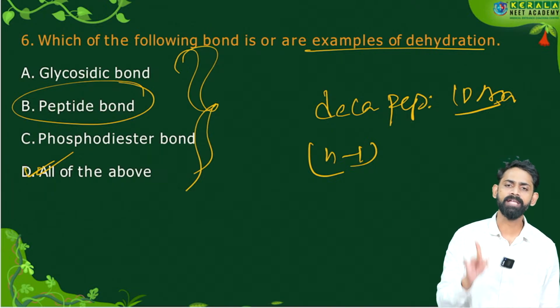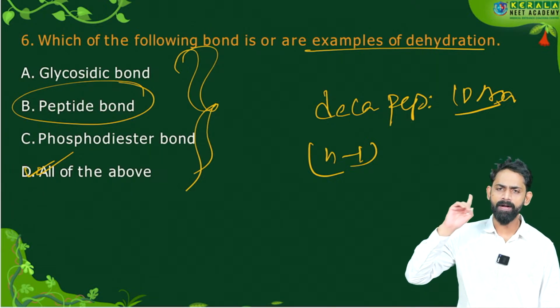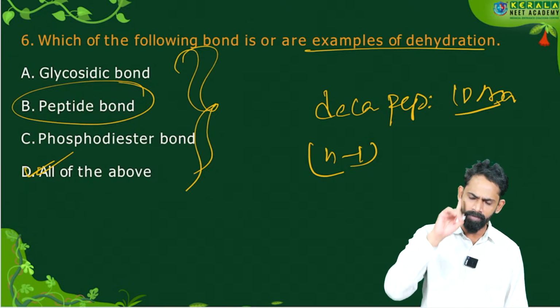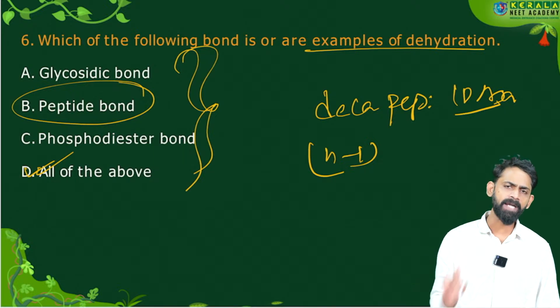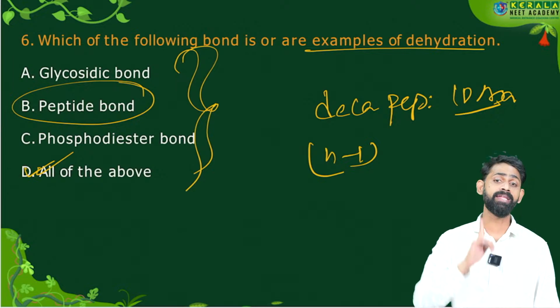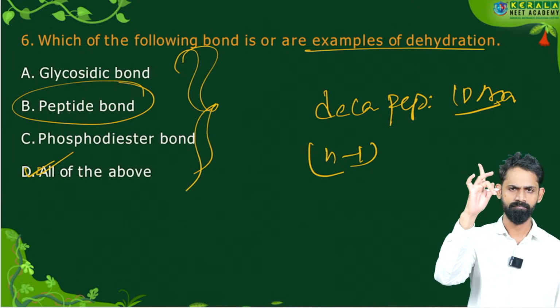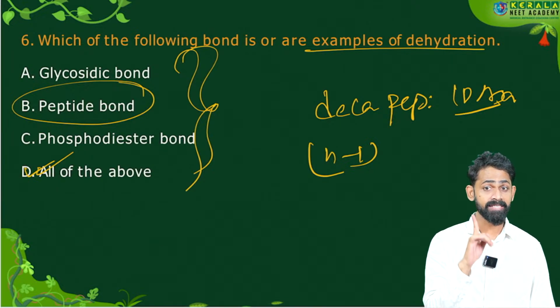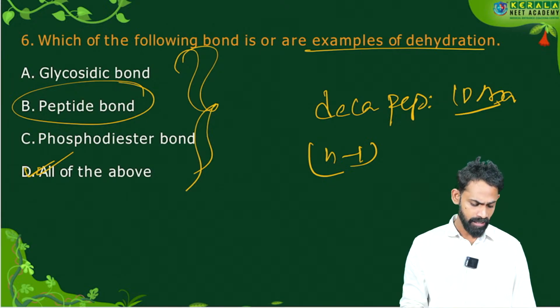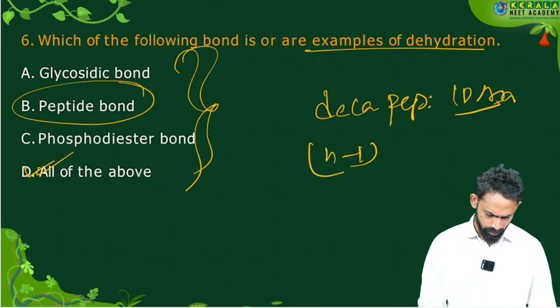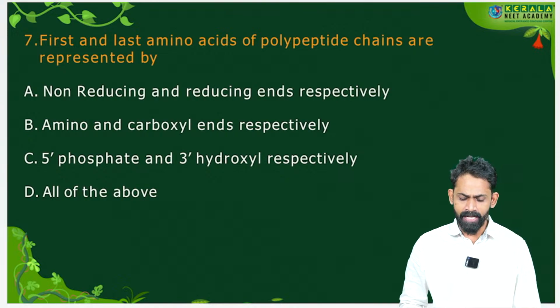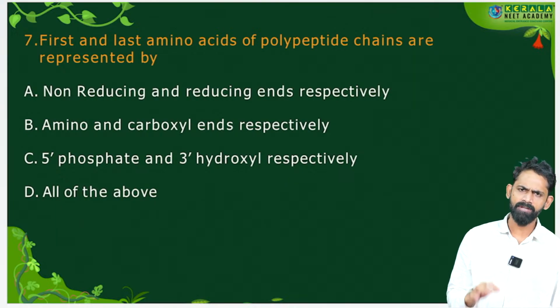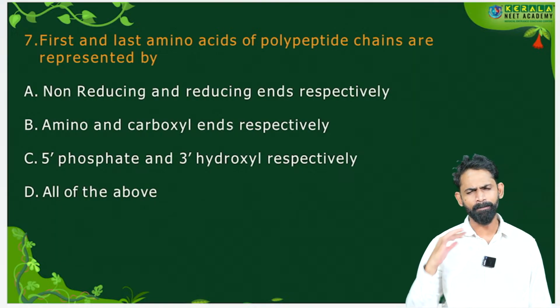That is why always the number of peptide bonds, number of phosphodiester bonds, number of glycosidic bonds in that particular polysaccharide is n-1. The way of asking is important. Now, the first and last amino acid, this is well known, you are exposed to this question a number of times.